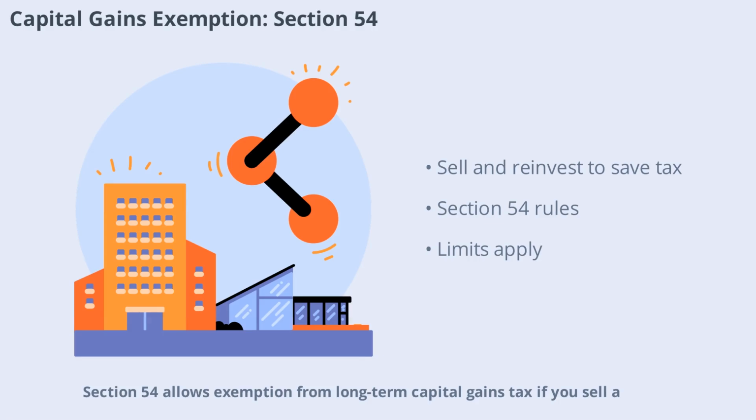Section 54 allows exemption from long-term capital gains tax if you sell a residential house and reinvest the gain in another residential house within the specified period. The exemption is limited to the lower of the capital gain or the cost of the new house. This provision encourages reinvestment in real estate.